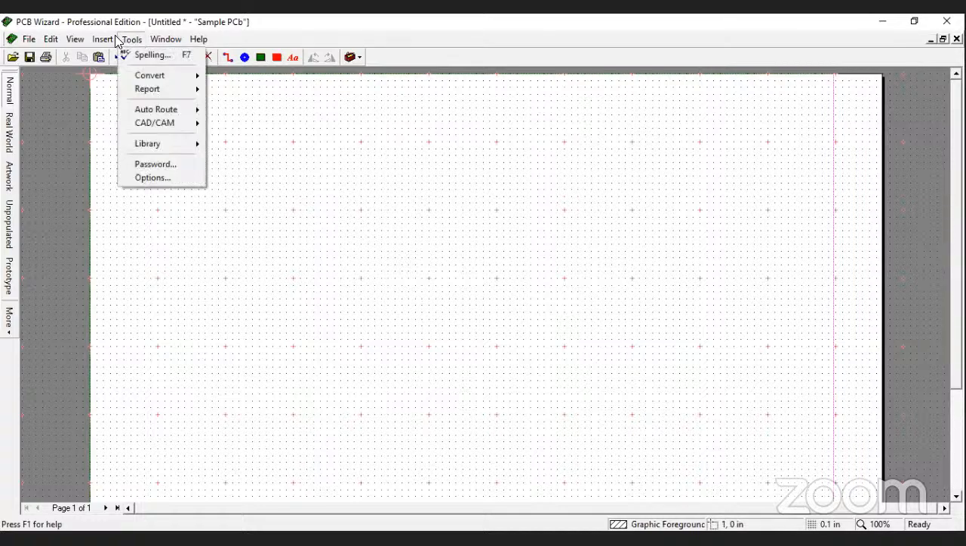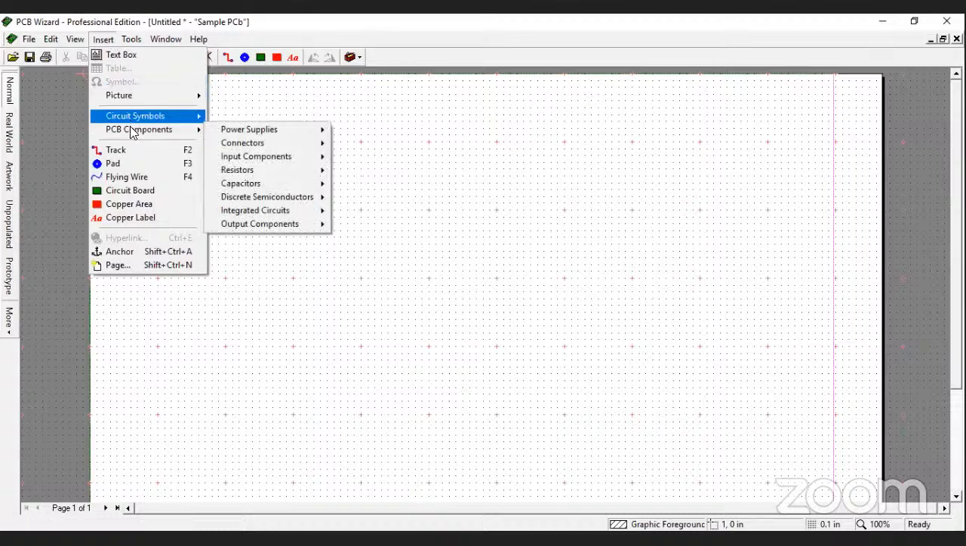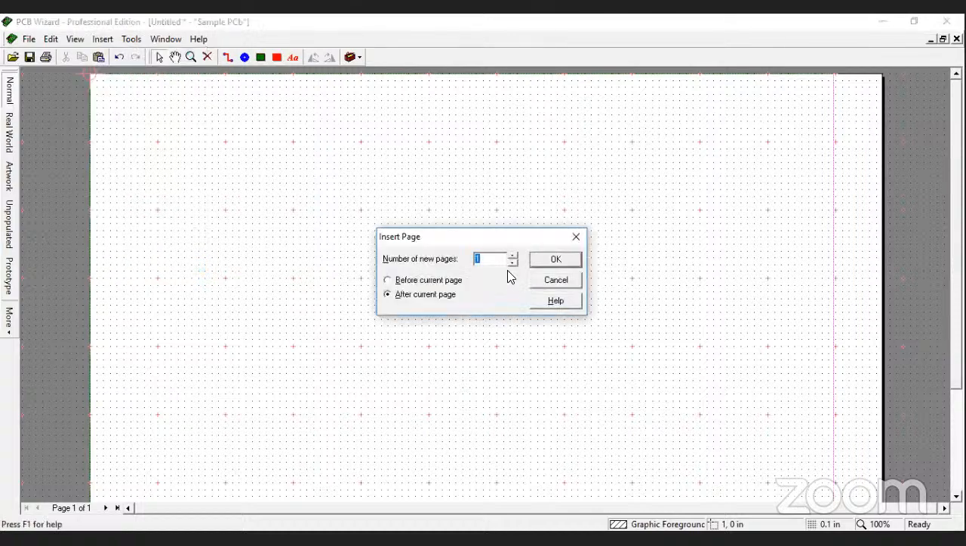Okay. Coming back to the insert, after circuit symbol and PCB components, we go to the track. See, this track and this one is the same one. Either you can choose it from here, or you can have from here itself, right? And then this anchor also you can make use of. Page also you can connect it with, right? You can add the pages, something like that. Insert new page. Let's say you can add number of new pages. I want one new page to be inserted, right? Before current page or after current page. I want after current page.